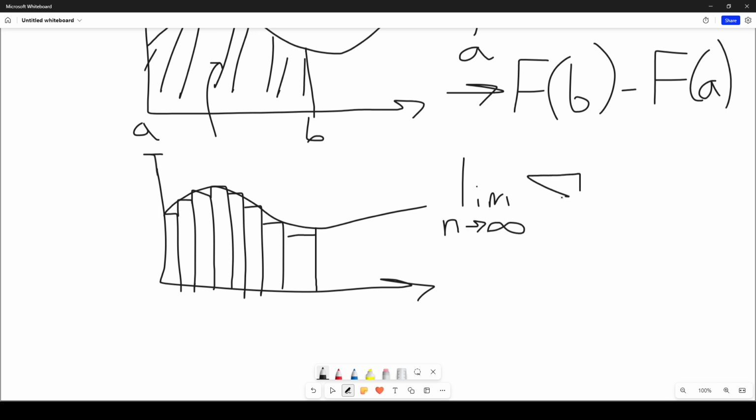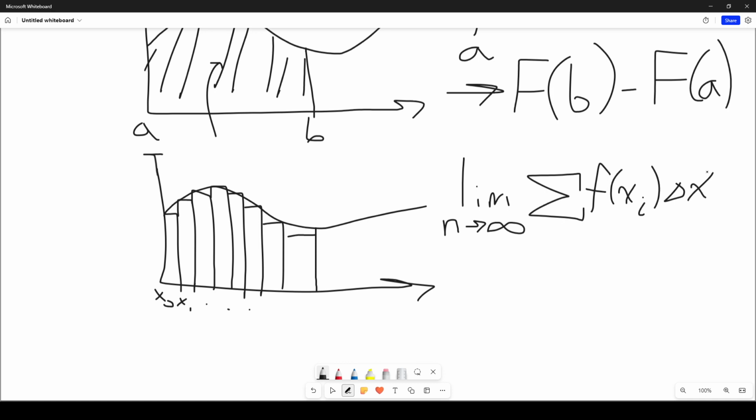The idea is, if you take the limit as the number of rectangles approaches infinity, then you get the sum of a bunch of small areas of rectangles, the height of which is f of x at x0, x1, and so on, times some small change that we'll call dx, or delta x. So basically that's the idea behind Riemann sums.